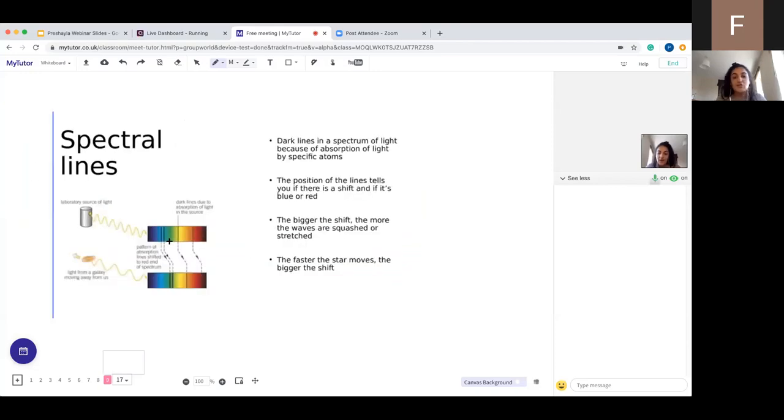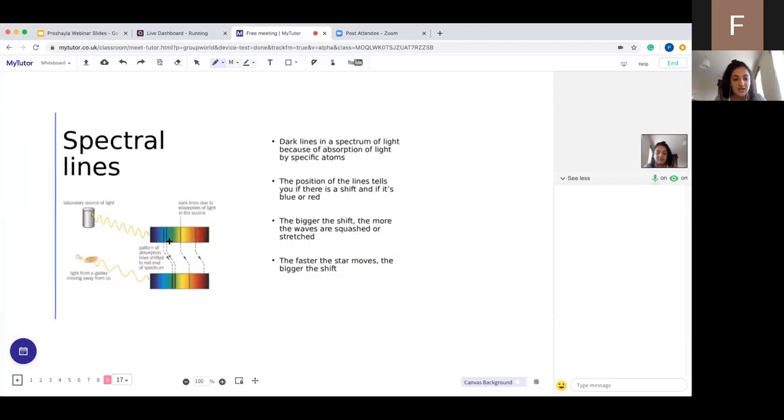So spectral lines. Spectral lines are these lines that show up due to the absorption of light at certain wavelengths by specific atoms. So this may be a hydrogen spectral line spectrum. And the hydrogen only absorbs the light in these specific wavelengths. So a little bit of blue, a little bit of yellow, a little bit of red.